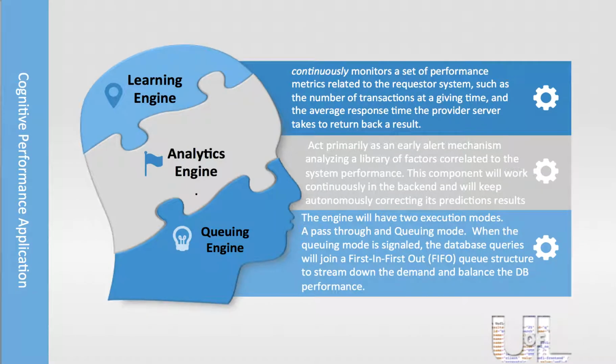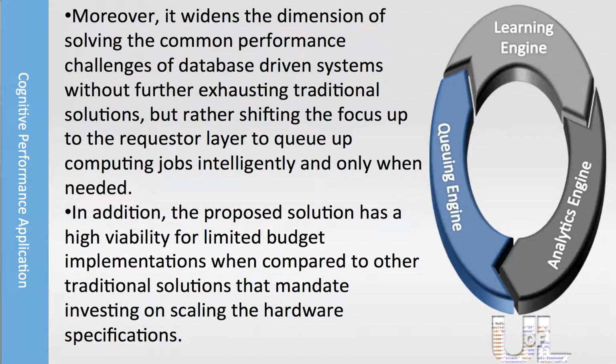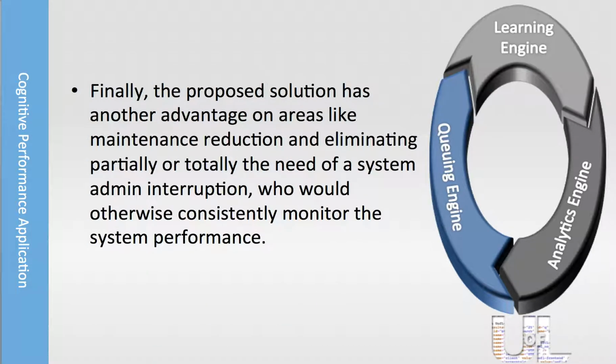One thing to notice is that the queuing engine acts on the signal that comes from the analytic engine or the learning engine. This kind of enhanced signal, we actually quantified it to show the benefit in reducing the number of bottleneck situations that happen on the system. The uniqueness of this approach is that it can be scaled to all other performance problems, not just the database, it requires less and less human interaction with the system, and it works well with projects that have low budgets.